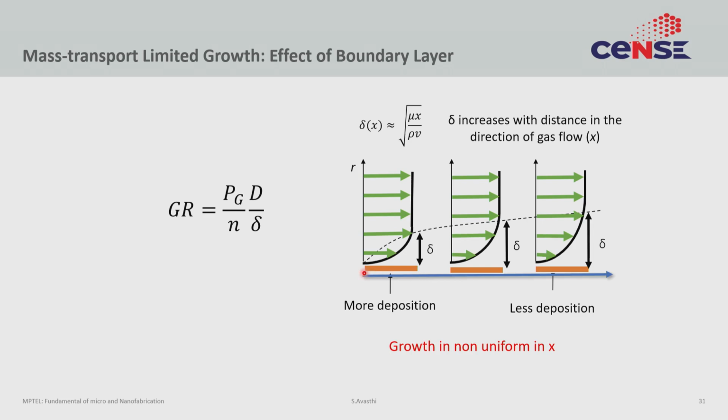If this is a wafer, the edge that is facing the gas flow will have a smaller boundary layer, and the edge that is trailing the gas flow will always have a thicker boundary layer. As delta changes with the edge, so does the growth rate. So the deposition at this edge of the wafer would be very different from the deposition at that edge of the wafer. There is non-uniformity just because of non-uniformity in delta.